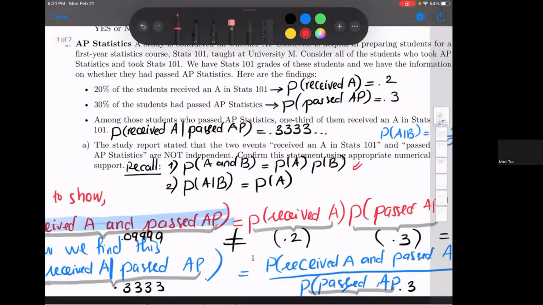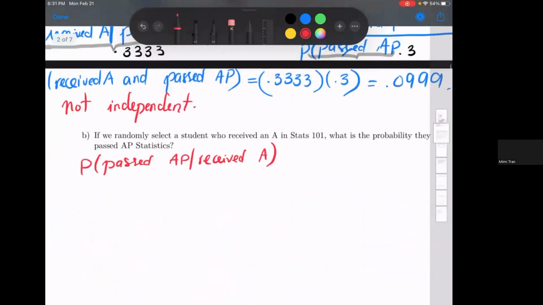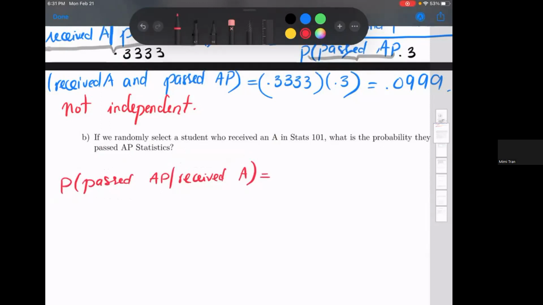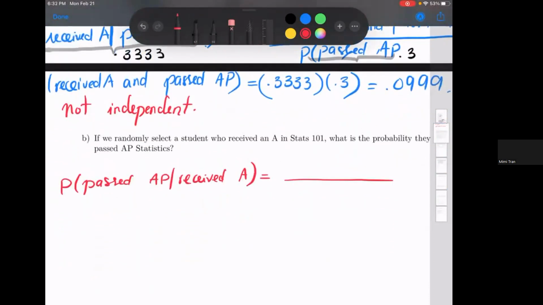Now this is different. Remember, you have receive given pass, right? Now it's flipped. They're not the same thing because the condition changed. Therefore the probability changes, right? So if you were to plug into the conditional equation, how would you do this? Something over something. The bottom is received A. What about the top?